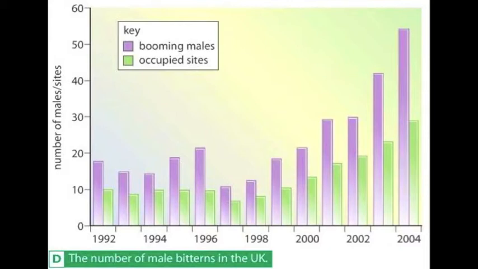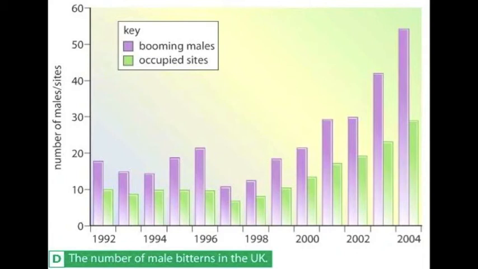Bitterns need reed beds to live in and areas of water to catch fish. Humans use reeds for thatching houses, but there is no longer much demand for thatching. Many reed beds have since dried out and been lost, or have been ploughed for agriculture. The bittern has been unable to adapt to these changes, so the population of bitterns has dropped.